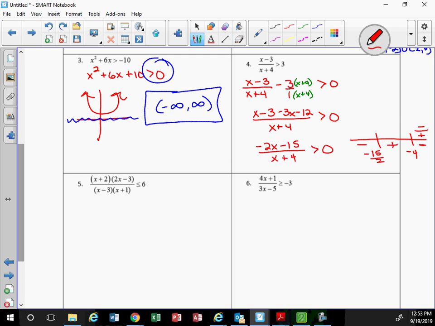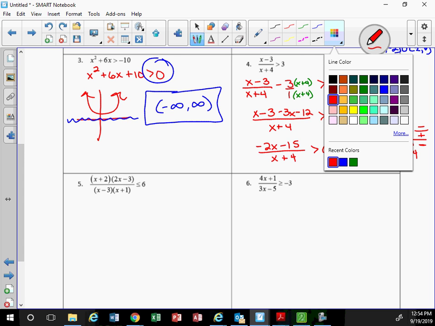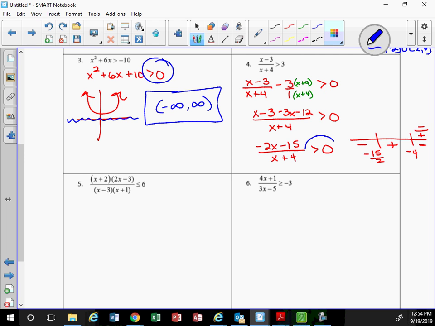And then what am I asking you? Okay, so between there, am I including? No, okay. So it's going to be parentheses, negative 15 over 2 to negative 4, parentheses. Okay.